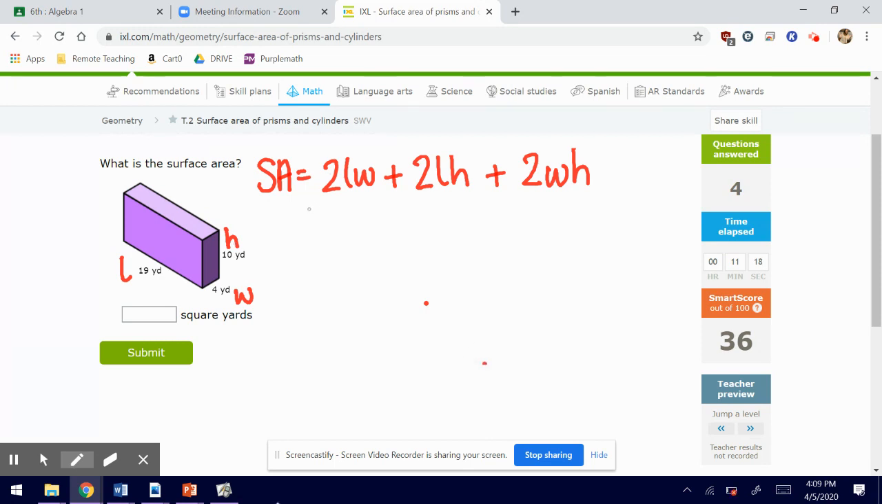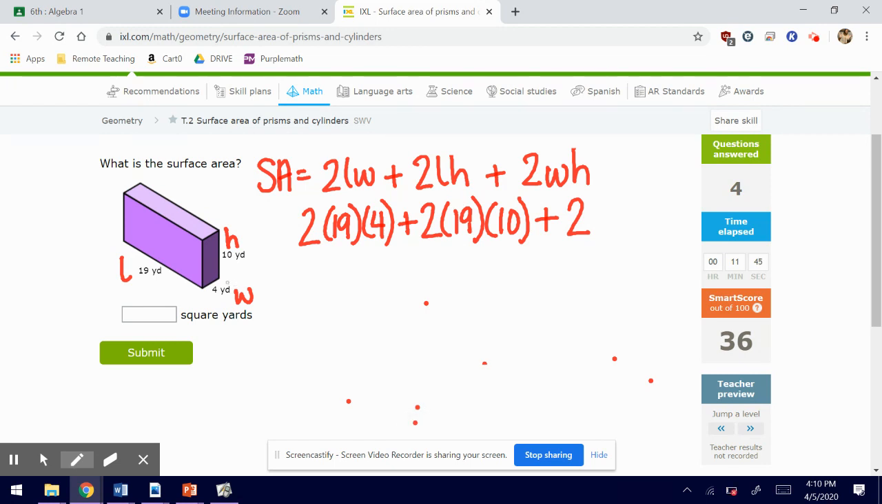Okay, so I'm going to bring the 2 down. My length is 19, and my width is 4. I got those numbers from over here. Bring down the plus, bring down the 2. My length is 19. My height is 10. Okay, and bring down this plus, bring down this 2. My width is 4, and my height is 10. And y'all, I just got those numbers from right over here.